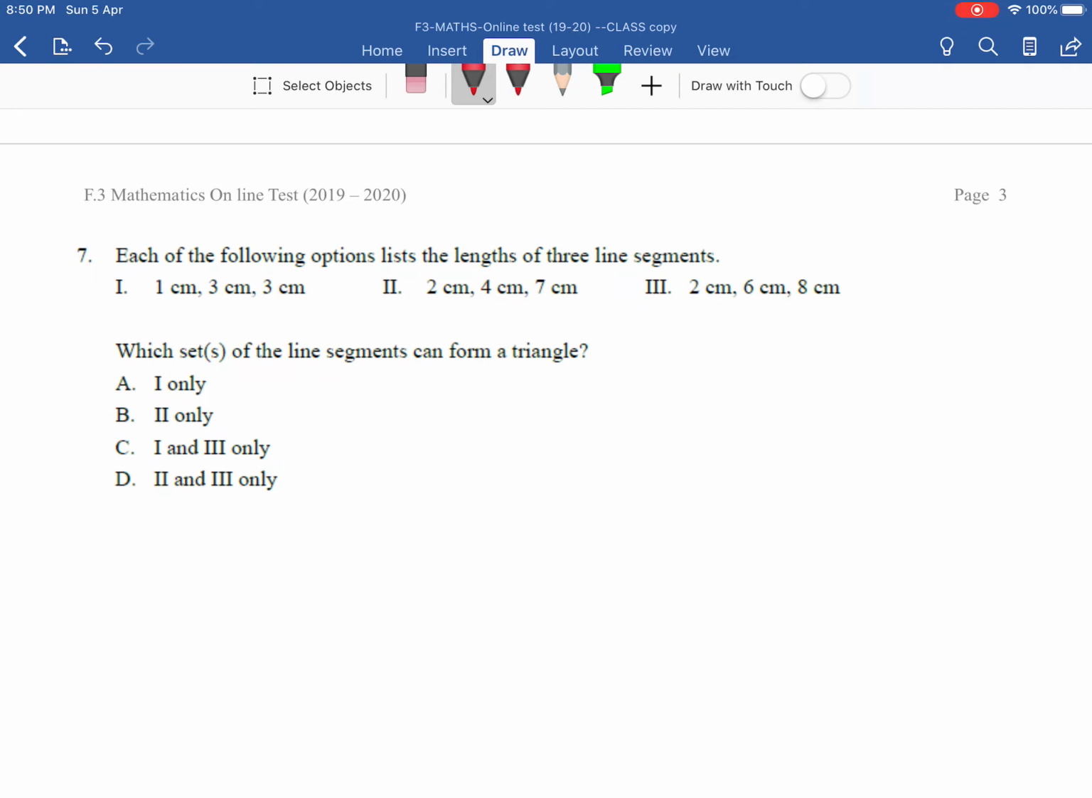And then we go to question 7. It should be very simple. You just check whether any 2 of the 3 lines adding up is greater than the third one. And 3 plus 1 is greater than 3. The first one seems correct.